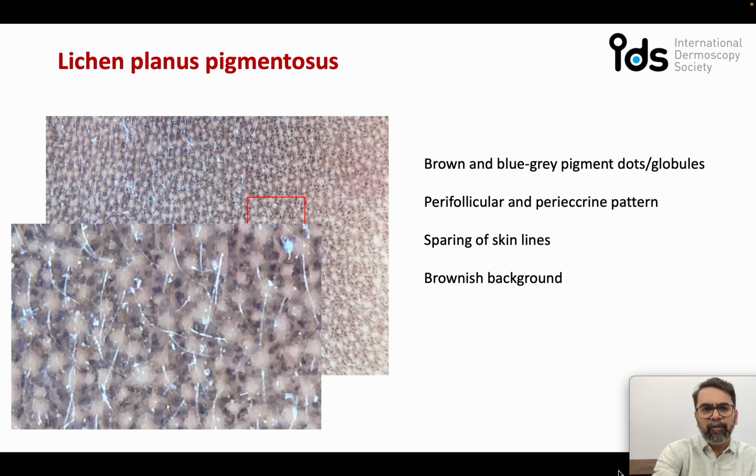Lichen planus pigmentosus and erythema dyschromicum perstans look alike clinically, whereas dermoscopy shows subtle changes. Pigment globules are unspecific in EDP, whereas they follow a particular pattern in LPP, and the background is brown in LPP, whereas it is erythematous in EDP, and sparing of skin lines is seen in LPP, whereas skin lines are involved in EDP.